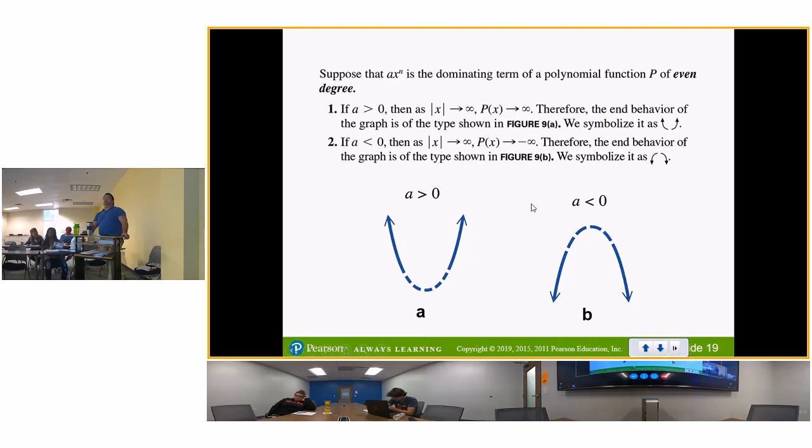So if I give you f of x is equal to x to the 7th, you know that it's going in opposite directions. If I give you x to the 8th, you know it's going in the same direction. With a negative, it'll be going down. So, family of graphs. This should be super easy for you. Why? Because we talked about it in Unit 1 and we talked about it in what? Unit 2.